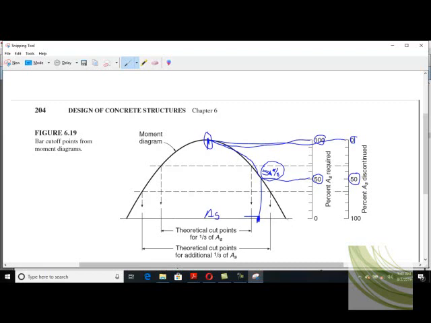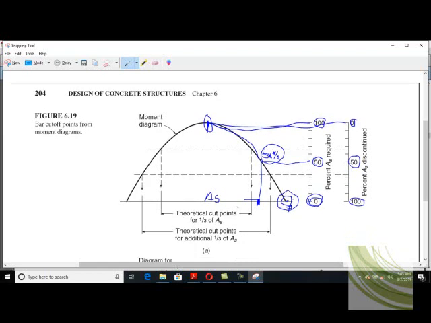And at the support, theoretically you need 0% of steel, because the moment is zero right there. Clear? So as the moment is zero, theoretically you need 0% steel. This means 100% of steel should be discontinued. Maybe you can say cut off at this point, 100%. This is a very important diagram, okay?